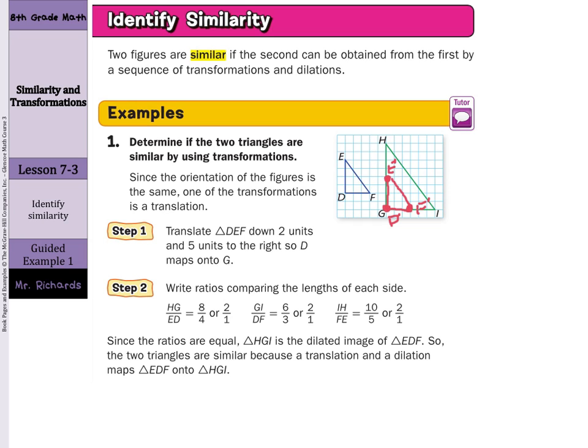And since the ratios are equal, triangle HGI is the dilated image of triangle EDF. So the two triangles are similar because a translation and a dilation maps triangle EDF onto triangle HGI. So in summary, if we can have a transformation followed by a dilation, the way we'll check whether or not we can do a dilation is to compare the ratios of the sides.